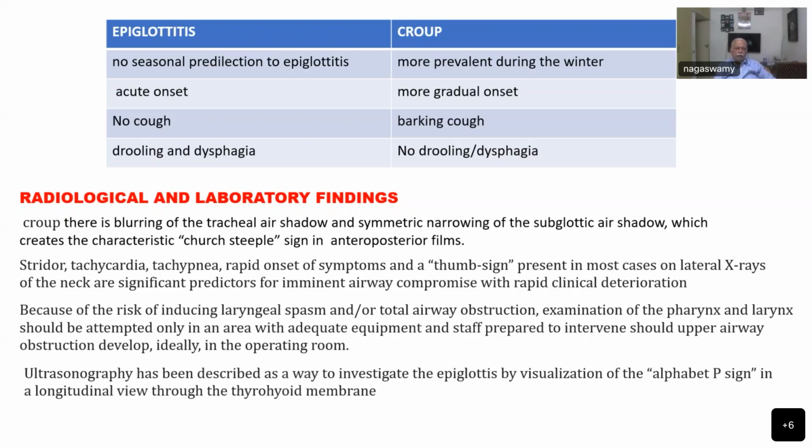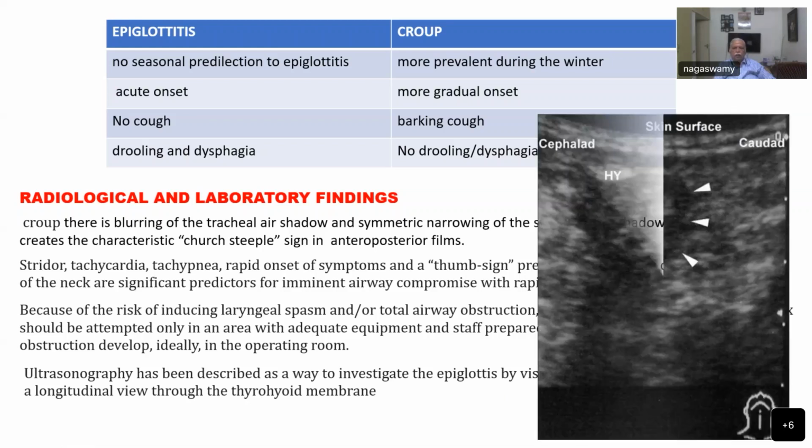Ultrasonography can be used to detect epiglottitis, which will produce what is called the alphabet T sign in the longitudinal view of the thyrohyoid membrane. So this is how the whole thing looks. So epiglottitis produces a T-like shadow. So these are all the swollen things. This is the hyoid bone. So it looks like an alphabet T sign, and this is how you put your probe to visualize that. So you extend the neck and put the probe under the chin like this.